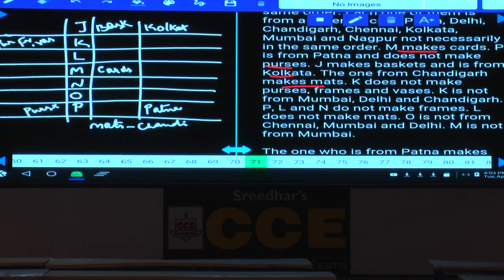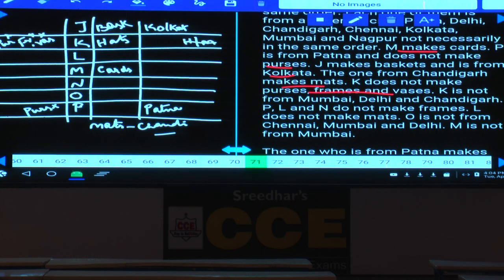Because purse, frame, and wage were ruled out, and now basket and cards were also ruled out, this K can be either hat or mat. Are you following this one or not? Then K does not make purses, frames and wages. K is not from Mumbai, Delhi, and Chandigarh. This K is not from Chandigarh as well. As K is not from Chandigarh, this K cannot make mat as well. As this K cannot make mat, what is the only thing left over here? This K has to make hat.